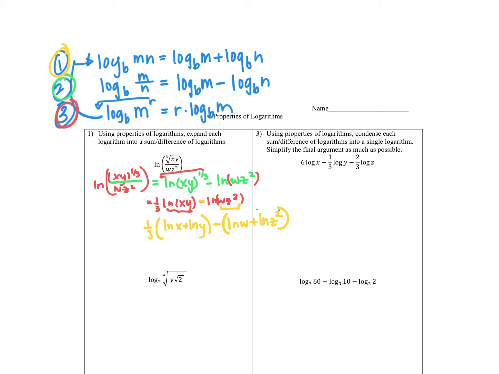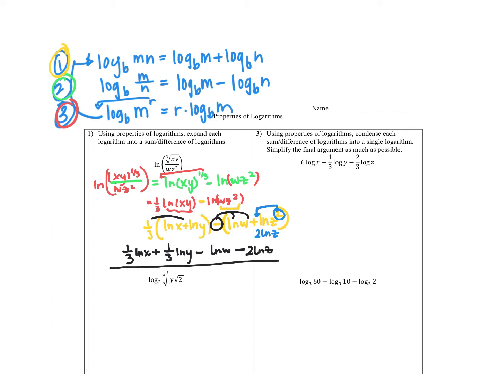But I do notice one more thing first. This power 2 on that z can go to the front. So this is really 2 natural log of z, and that's by number 3 of those properties up above. So then distributing 1/3 to both of those, we're going to get 1/3 natural log of x plus 1/3 natural log of y minus natural log of w minus, again this is distributing, 2 natural log of z. And that would be expanded as much as possible. We can't use the properties to break those up anymore.